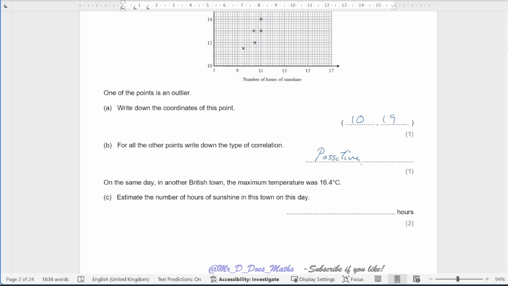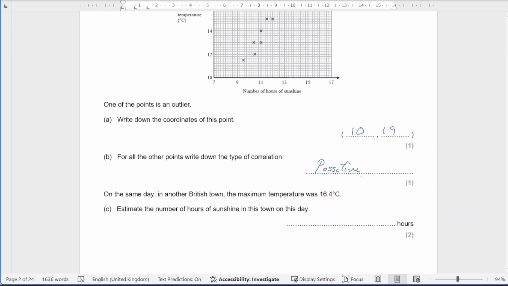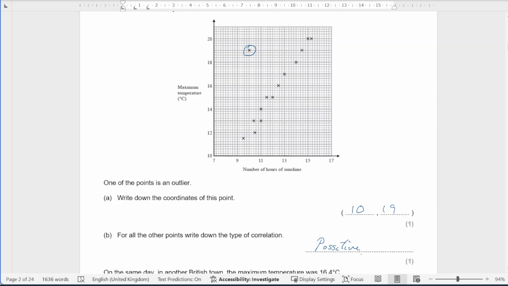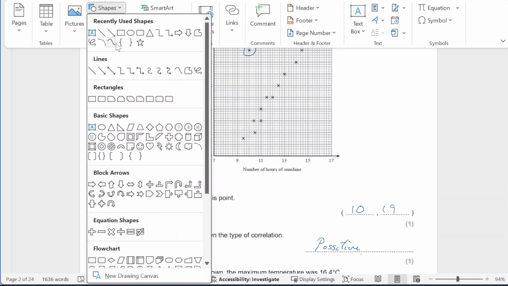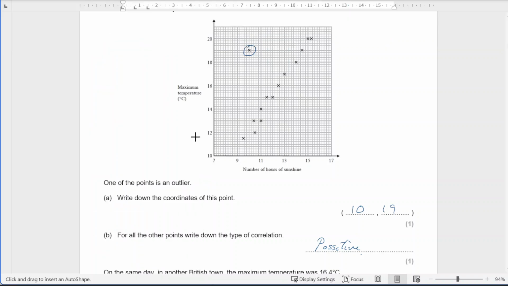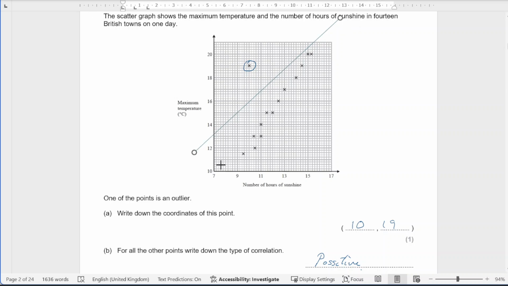And then on the same day, in another British town, the maximum temperature was 16.4 degrees. Estimate the number of hours of sunshine. So we need our line of best fit. So I'm going to try and insert a line of best fit. I'm going to do this as a line, create a line and then move it around.